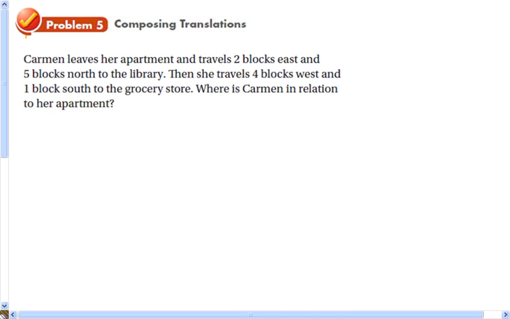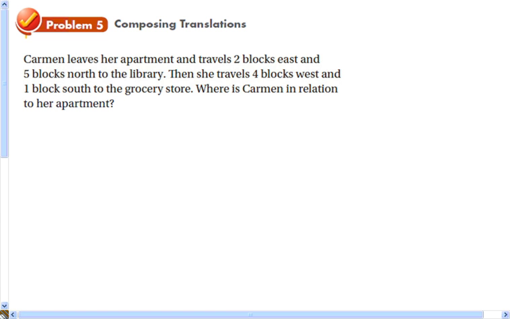All right, we can also compose translations. So Carmen leaves her apartment and travels 2 blocks east and 5 blocks north to the library. She travels 4 blocks west and 1 block south to the grocery store. Where is Carmen in relation to her apartment?